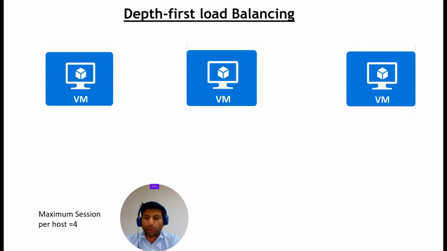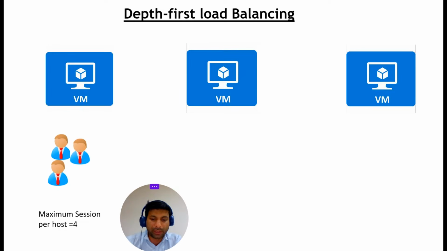I can show you that when the first user logs in, he gets the first session host, and the second user also gets the first session host, the third one also gets the same VM, and the fourth one also gets the same VM. When the fifth one comes, since the maximum sessions allowed per host is 4 here, it moves to the second session host. So the load is distributed in this way in depth first load balancing.